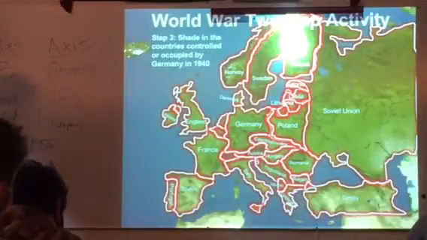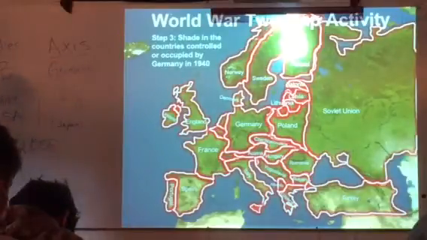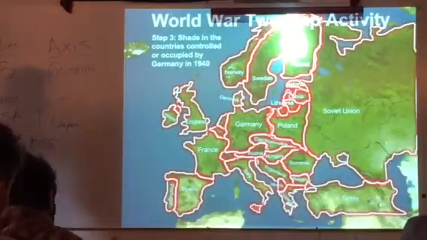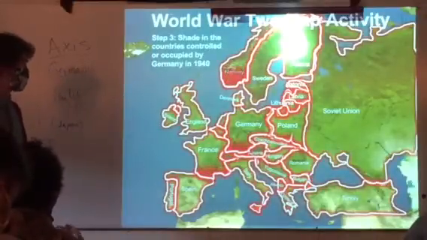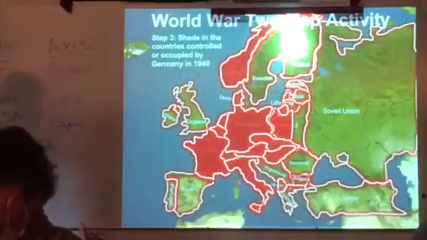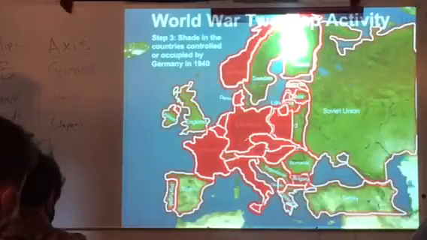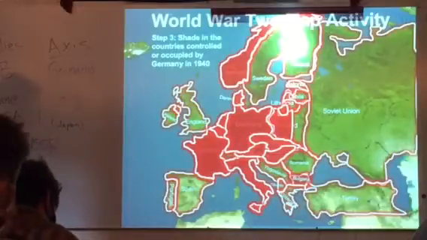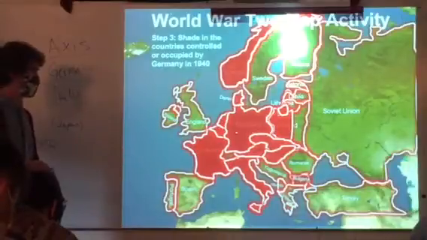So, real quick, for step 3, we're going to highlight the countries controlled by Germany in 1940. This is Hitler's very first expansion. If you don't want to spend the time shading it in, I would maybe just underline them with a red or whatever color you have. Maybe just underline the letter or the name.